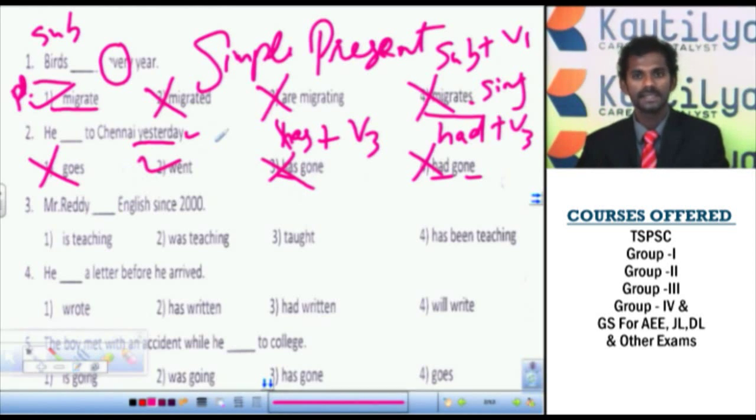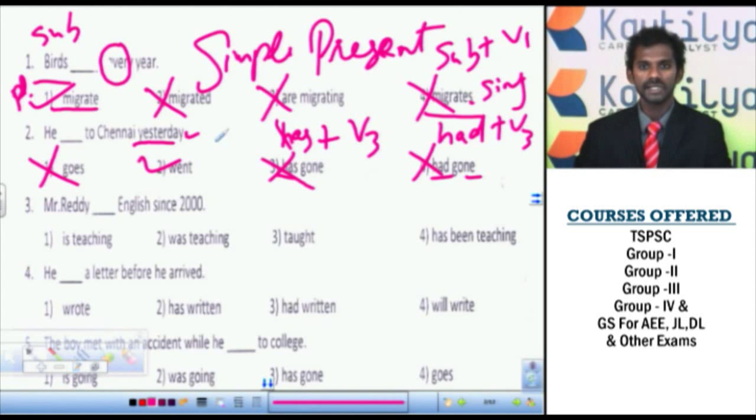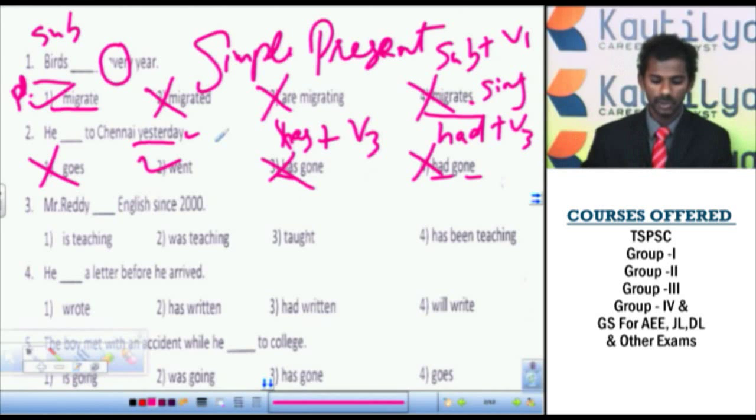He went is simple past tense. The situation where we need to use simple past is to refer to a past action. If the time of the action is mentioned in the sentence, that is yesterday, so the answer must be 2, he went to Chennai yesterday.